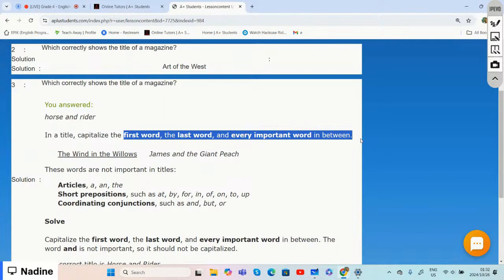Words that we do not capitalize unless it is the first word of a sentence: We do not capitalize articles. We do not capitalize short prepositions. And we also do not capitalize coordinating conjunctions.